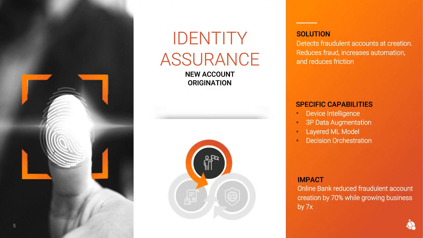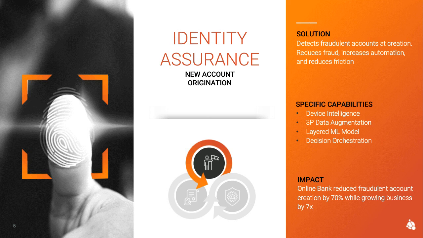The first choke point is account origination. The goal here is simple: catch accounts at sign up, so catch bad users early, reduce fraud losses downstream, reduce friction for good users, and increase automation overall. So Simility is offering on the account onboarding side, we use our device intelligence module here.